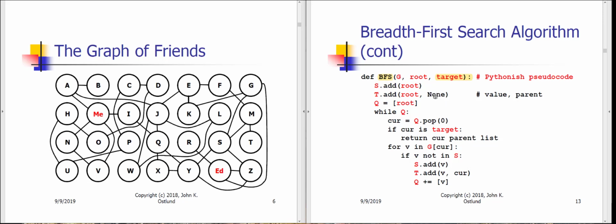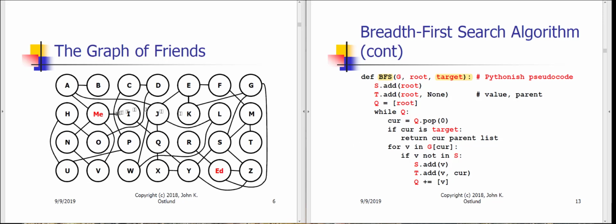Okay, now when I originally created the tree, the root node has no parent, so I specified none as the parent for the root. Here I'm specifying me as the parent for the node that is directly connected to me. That node that I've just added to the tree is now at the bottom of the tree, and so I'm going to append that node to my queue of nodes that are at the bottom of the tree.